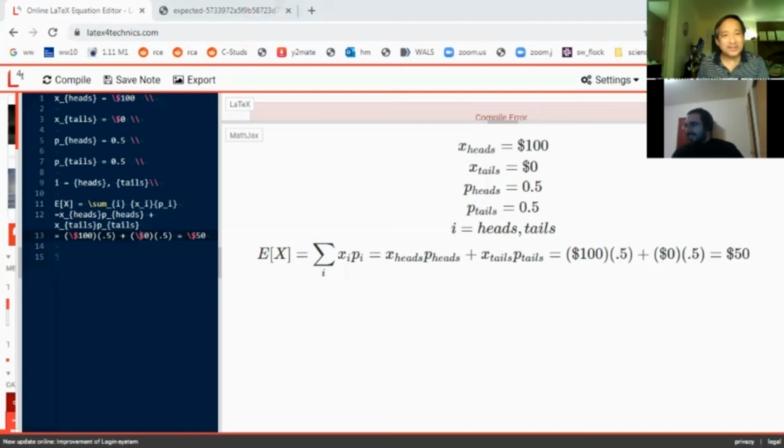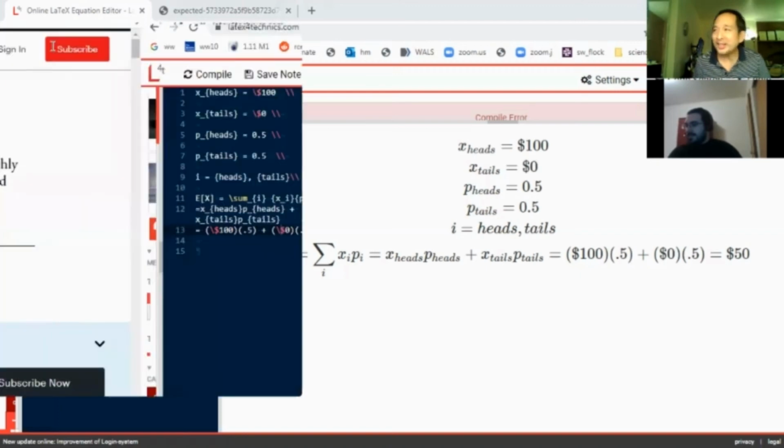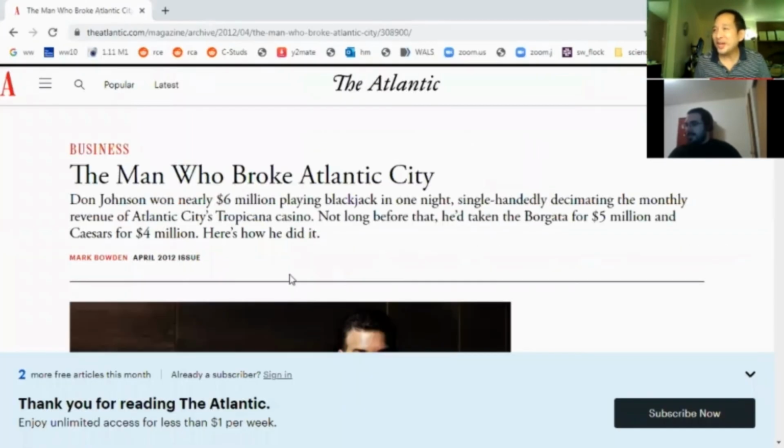Just for completeness, let me see. Don Johnson. Here it is. Here's the story. And it's in, of all things, the magazine The Atlantic. Oh, here it is. The man who broke Atlantic City, Don Johnson, won nearly $6 million playing blackjack in one night, single-handedly decimating the monthly revenue of Atlantic City's Tropicana Casino. Not long before that, he'd taken Borgata for $5 million, Caesars for $4 million. Here's how he did it.